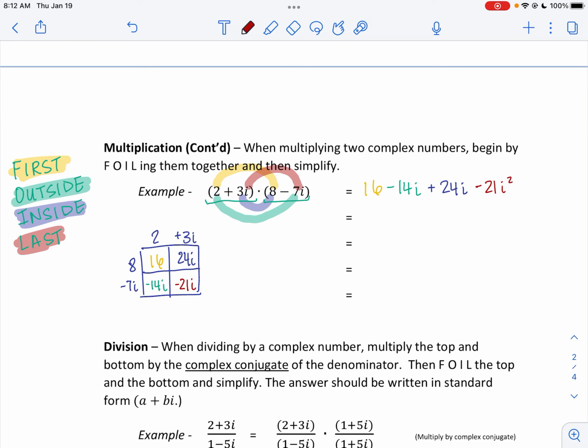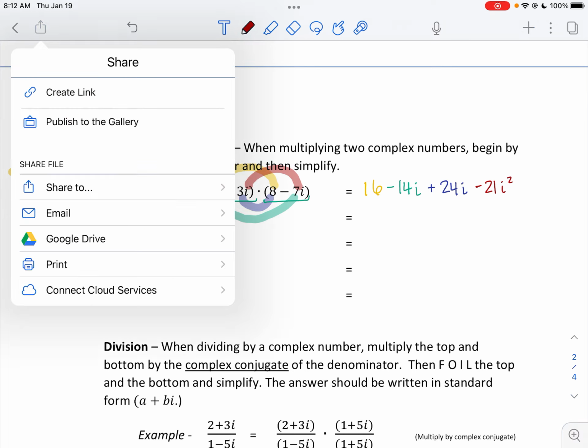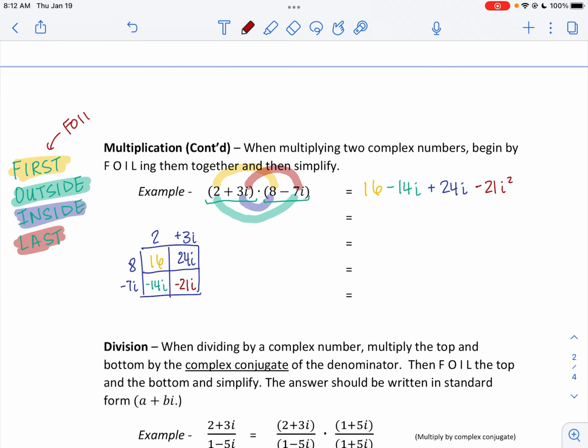You can use either method. You can use the FOIL method, or you can use the box method, which is also called the area model. I know you guys that are taking biology have heard of the Punnett square, where you figure out the genetic combinations of two types. You can see that here as well, and it's the same idea.